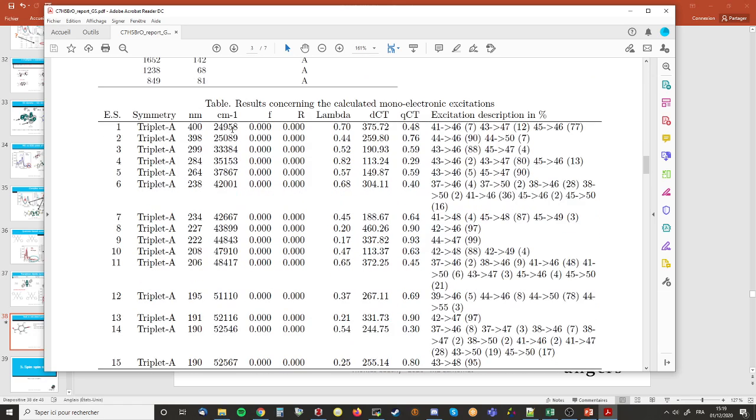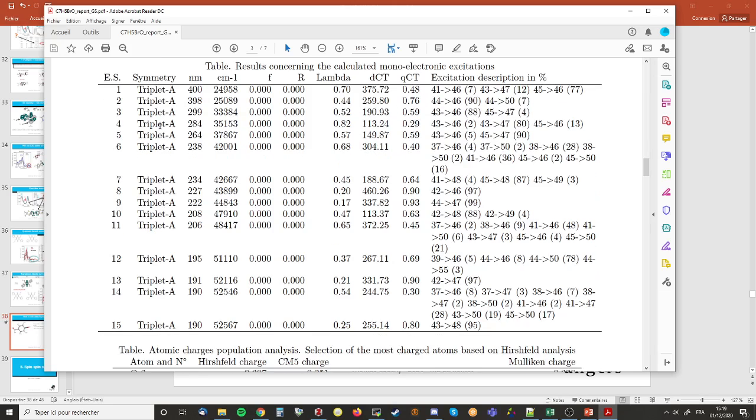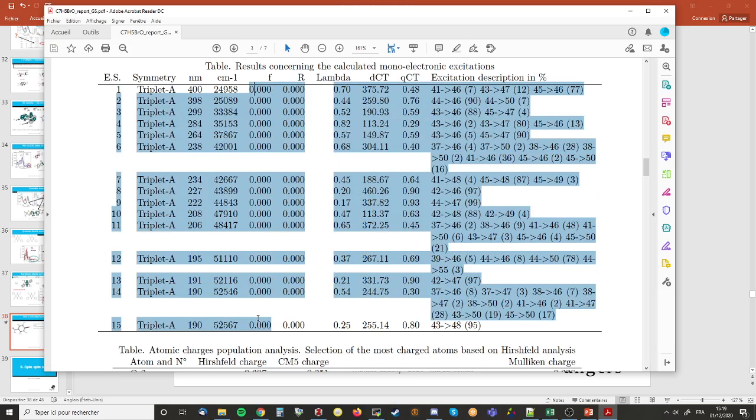This is the other monoelectronic excitation with the triplet states. In this case, when you calculate the triplet, by symmetry, because you change the spin state, the oscillator strength is always 0. Always 0. That means that here we have only zero oscillator strengths.